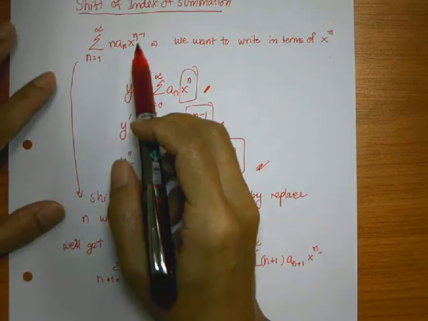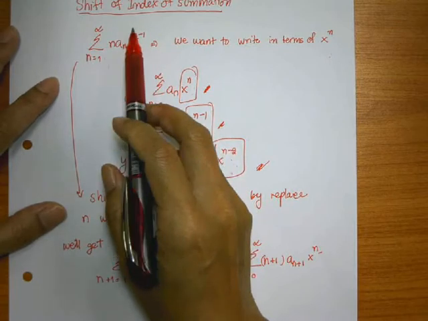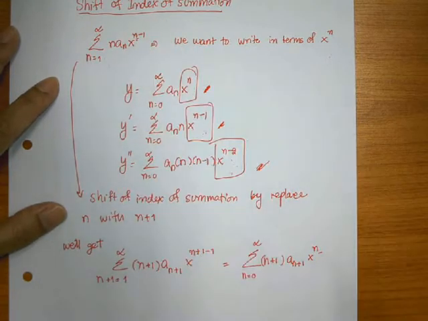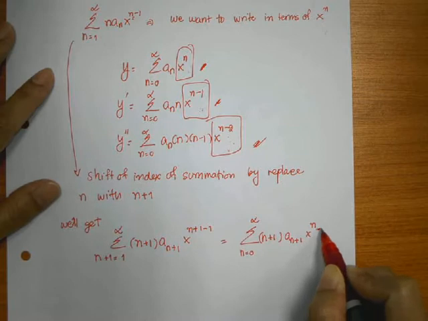At first, we had x to the power n minus 1. When we do the shift of index of summation by replacing n with n plus 1, we end up with another new term, x to the power n.